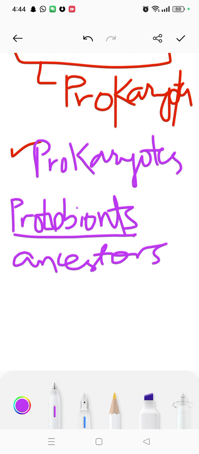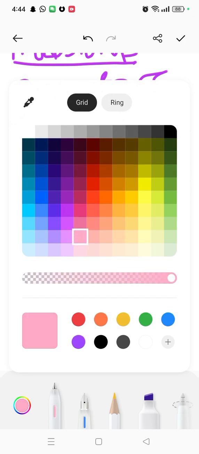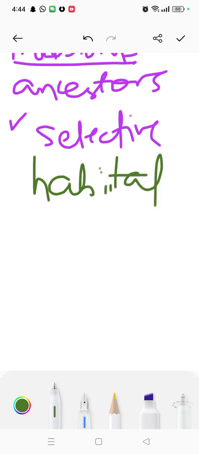Okay, then they're selective. When we talk about the selective habitat, if you know, you can write in the comment box, but there's a particular name that's called microbial mats.